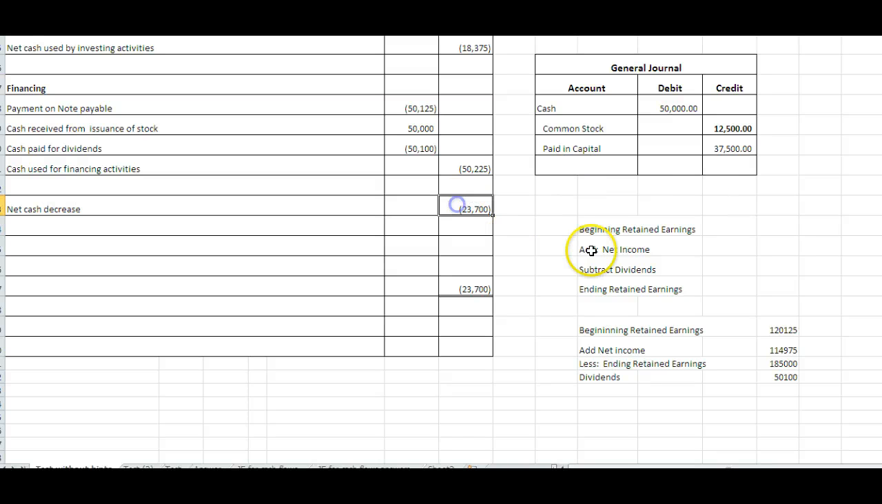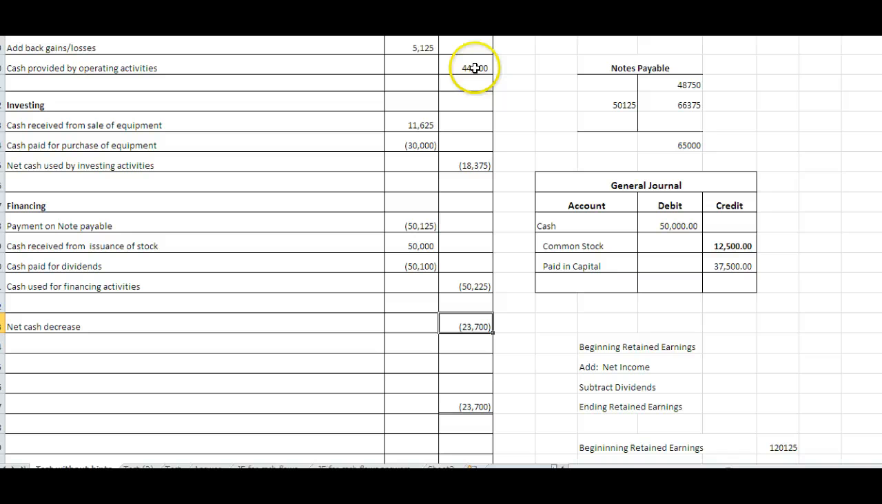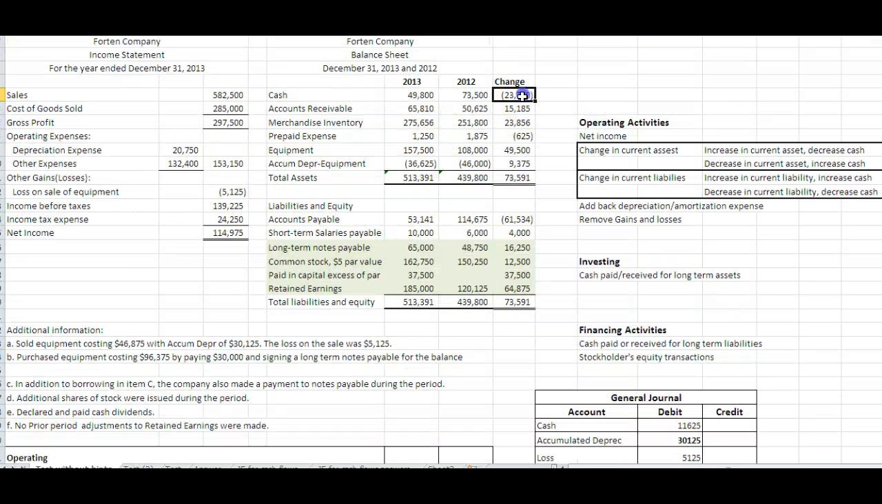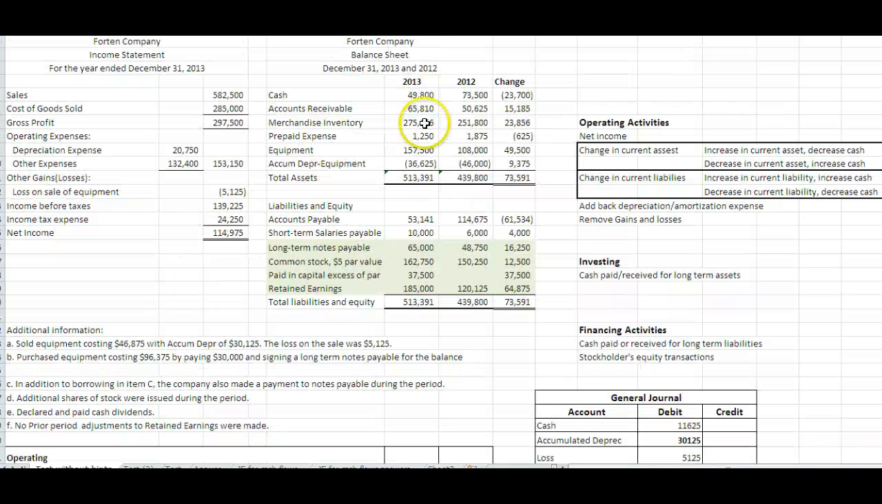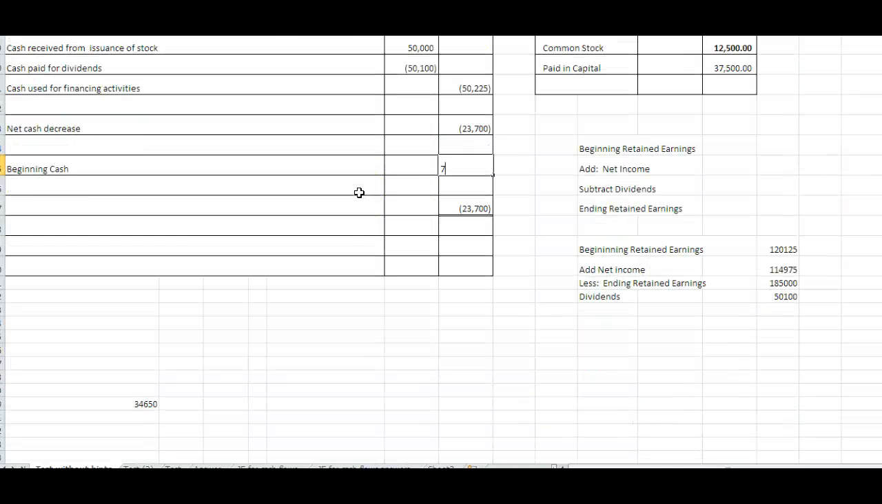To get my net cash decrease, I'm going to add up what I got from my operating, investing, and financing. Then to make sure that I'm right, first of all, I can look up here and see that my change was $23,700, and since I calculated $23,700, I know I'm right. But to finish out this cash flow statement, I have to prove it on the cash flow statement. I do that by saying beginning cash. I'll look at my balance sheet and get my beginning cash, which was $73,500. And then $23,700 netted with $73,500 better give me my ending cash number.